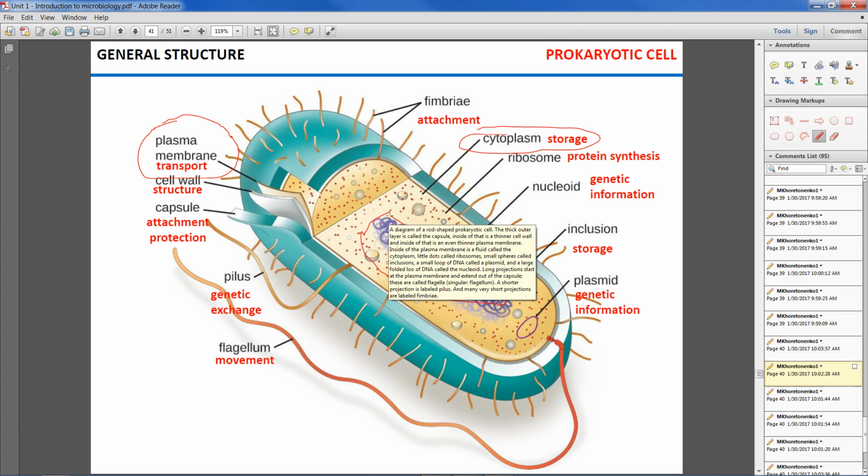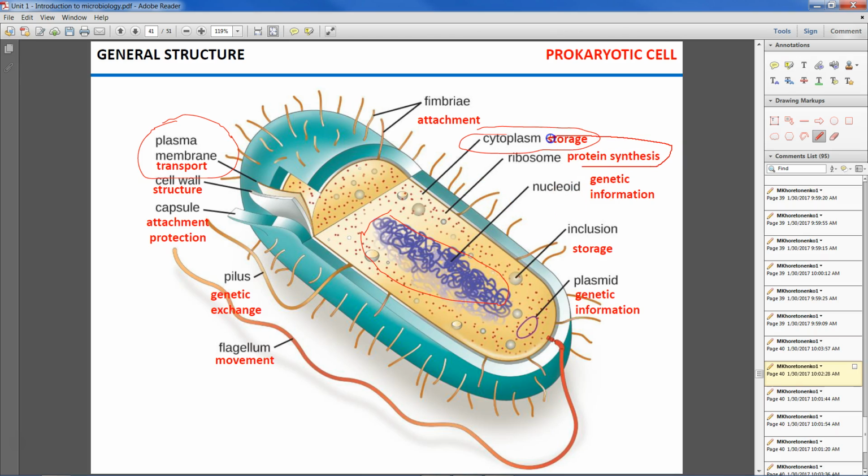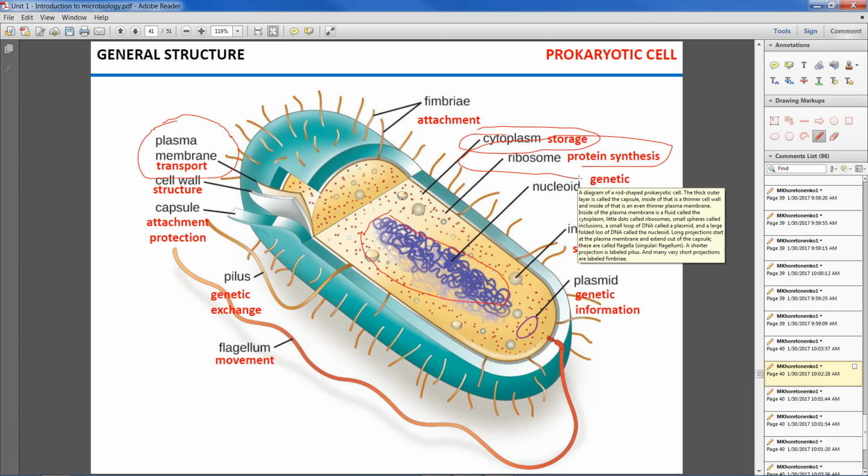They have ribosomes, yes, for protein synthesis, right? So without ribosomes, a cell cannot exist. These four can be found in all cells without exception. Does that make sense? DNA, cytoplasm, cell membrane, and ribosomes.